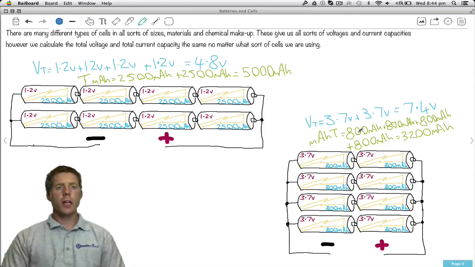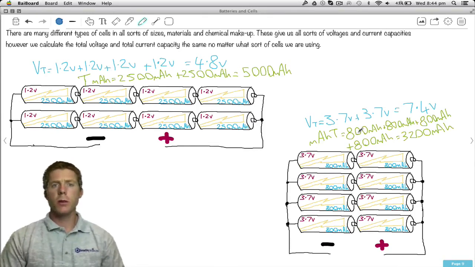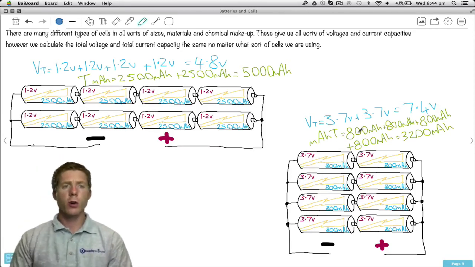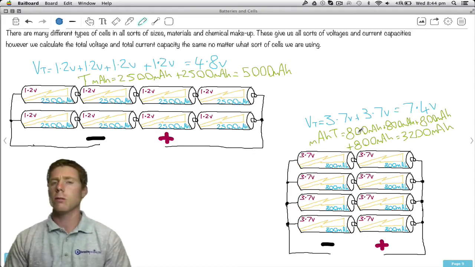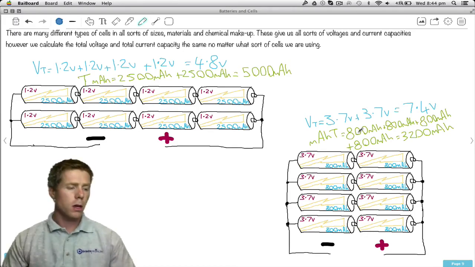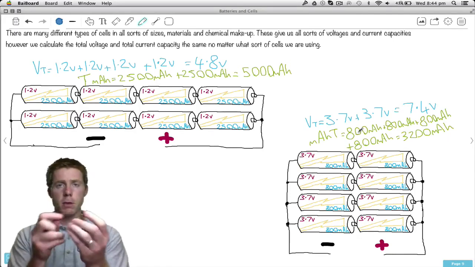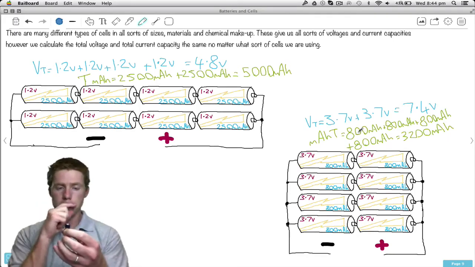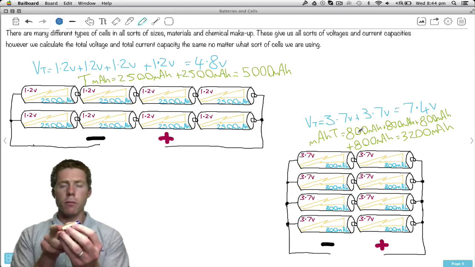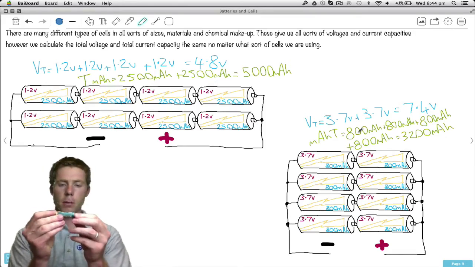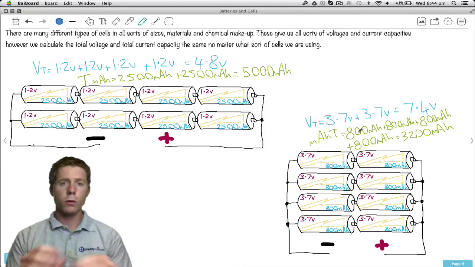Okay, so there are many different types of cells in all sorts of sizes, materials and chemical makeup, as I was saying before. These give us all sorts of voltages and current capacities. However, we calculate the total voltage and total current capacity the same no matter what sort of cells we are using. So these ones are 1.5 volts because of the makeup of the chemicals in there and the type of metals I've got in there. This one is made of different materials, and it's rated at 1.2 volts.